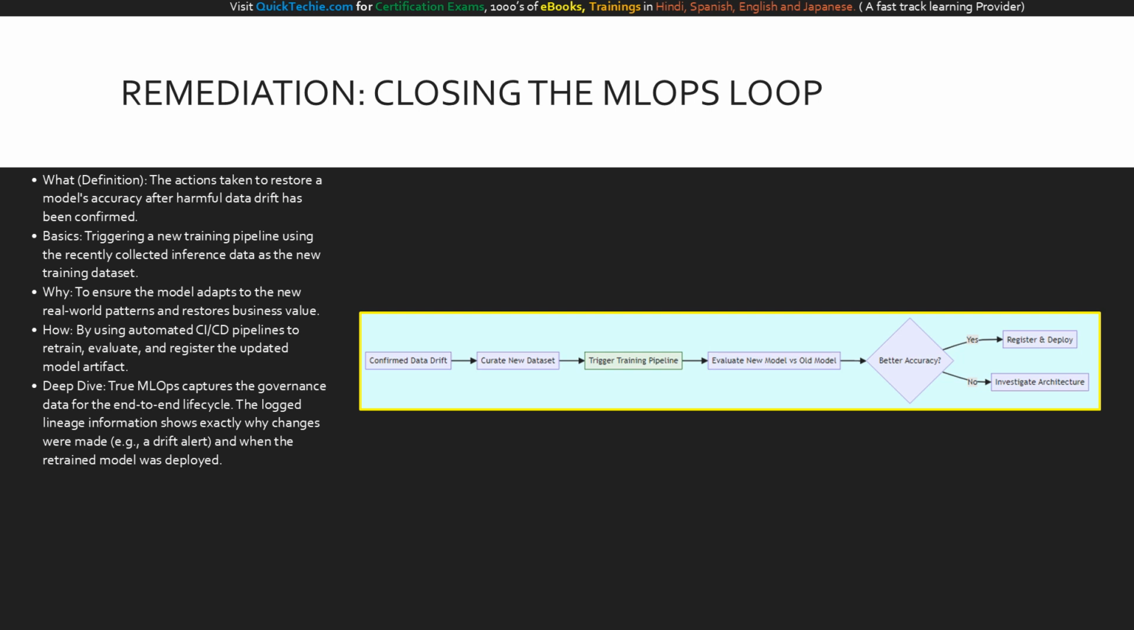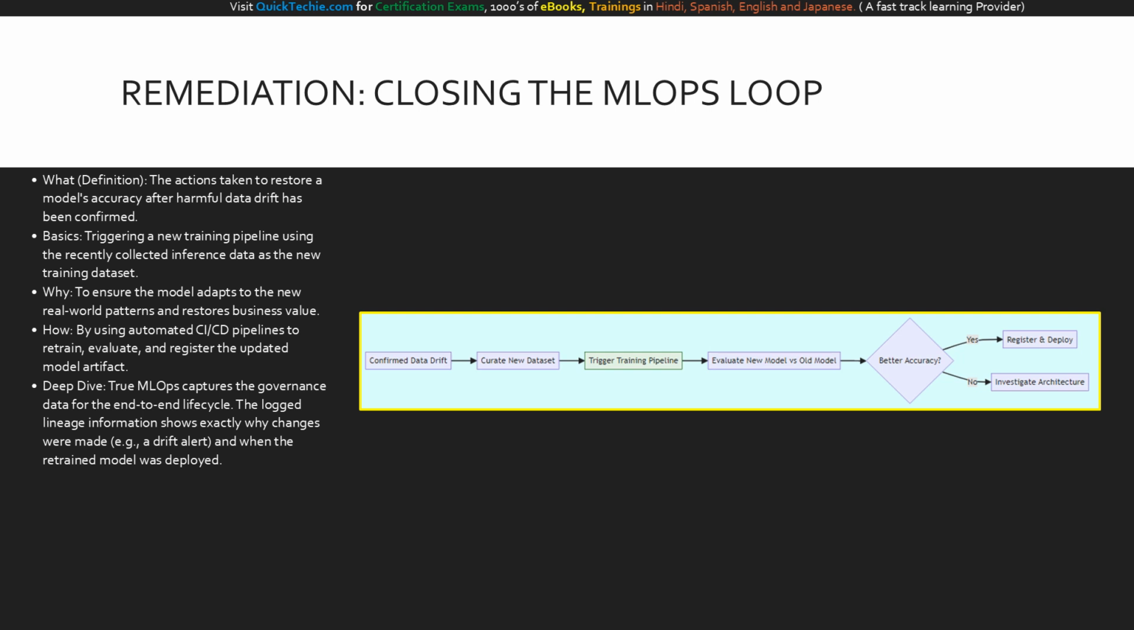We start on the left with confirmed data drift. The team curates a new dataset incorporating the recent shifts. This feeds into the trigger training pipeline node. Once trained, we hit a critical safeguard: evaluate new model versus old model. We ask, does the retrained model actually have better accuracy? If yes, we successfully register and deploy the new version.